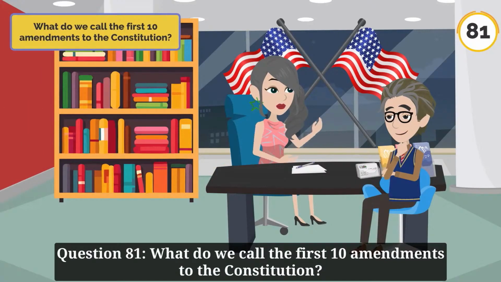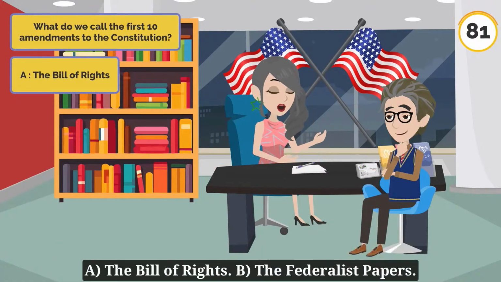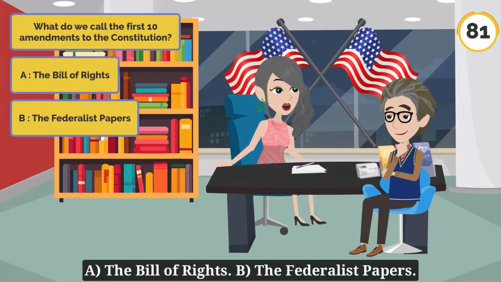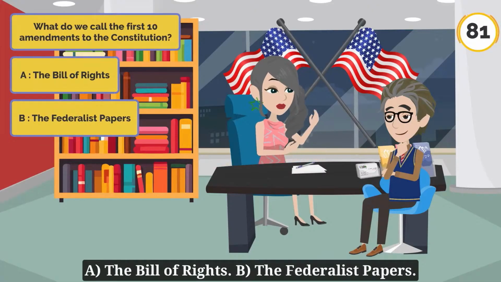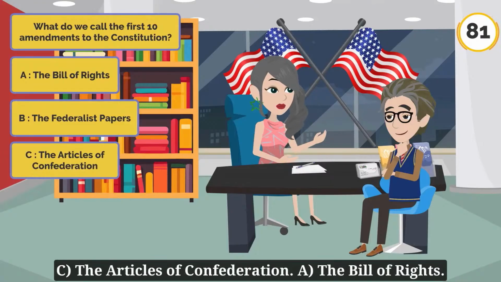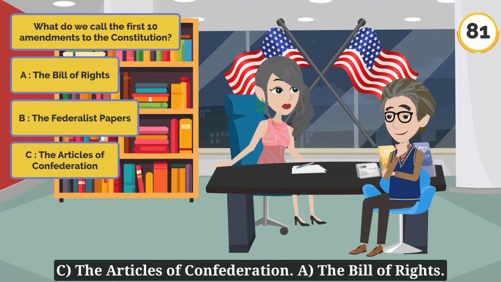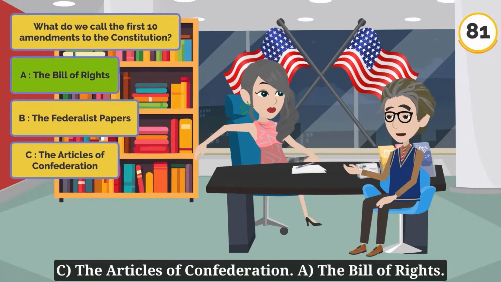Question 81. What do we call the first 10 amendments to the Constitution? A. The Bill of Rights. B. The Federalist Papers. C. The Articles of Confederation. I'll go with A. The Bill of Rights.